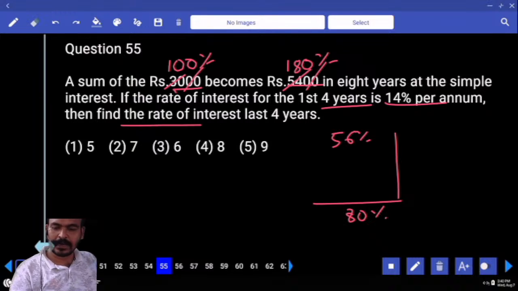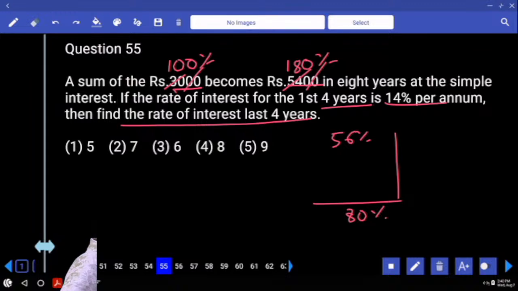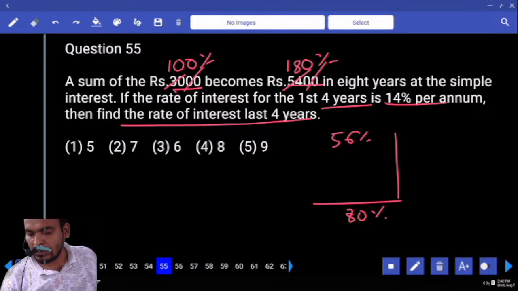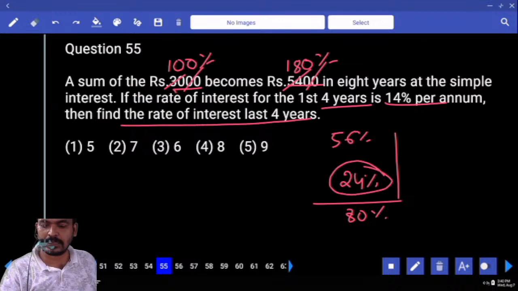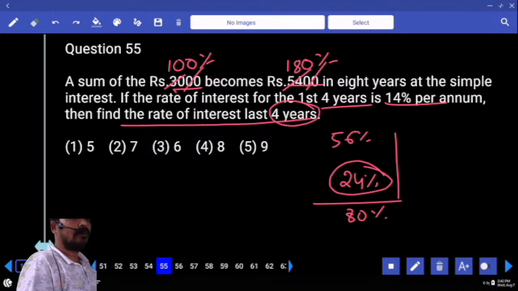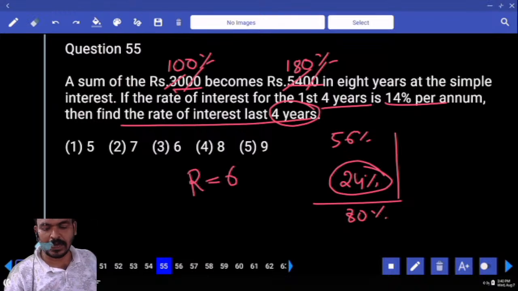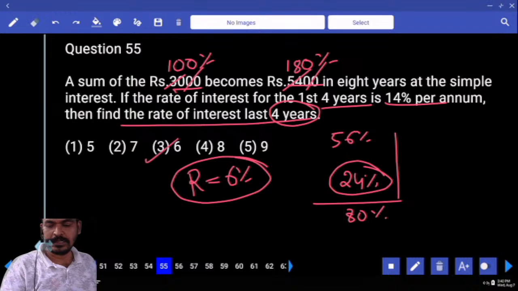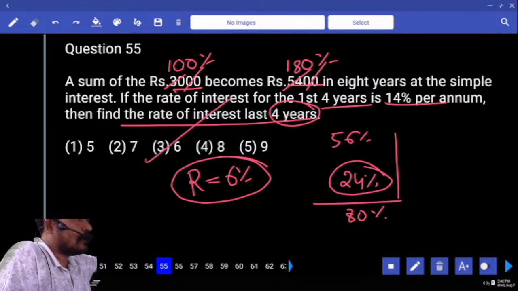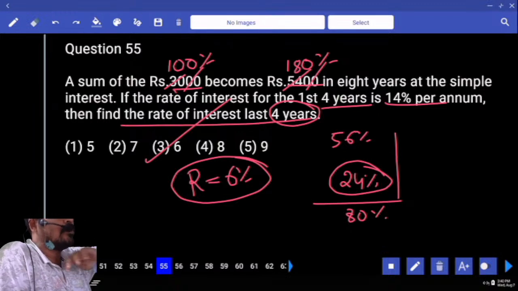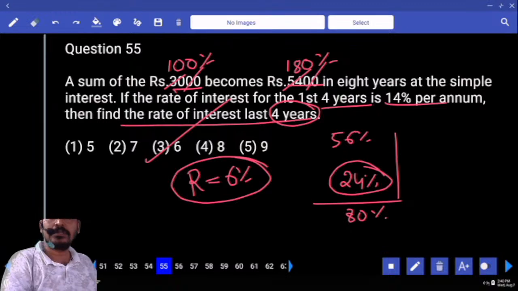Next, find the rate of interest for the last 4 years. Out of 80, already 56. What is the remaining? 24%. That 24% interest is received in how many years? 4 years. And per annum, 6% or 7%? 6%. What is the R value? 6 or 7? 6. Out of 80, 56 is for the first 4 years. What is the remaining? 24. That is received in 4 years. So the per annum rate of percent? 6%.